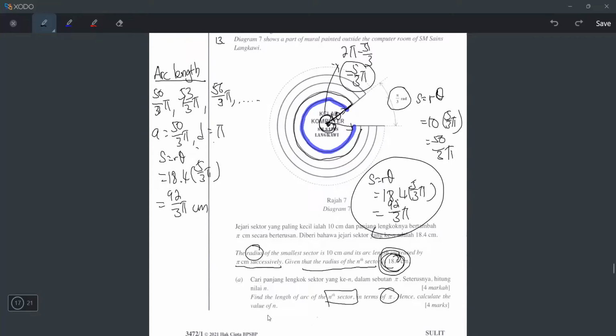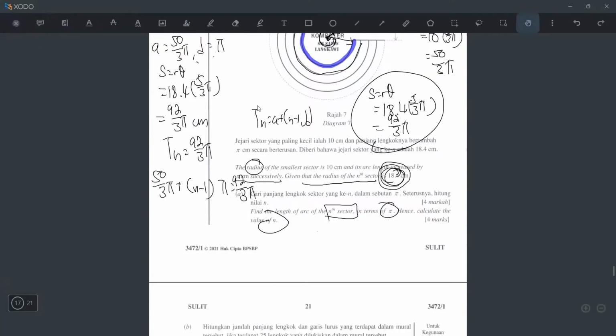And then they say find the value of n. So Tn equals 92 over 3 pi. And then what's the formula for Tn? Tn equals a plus n minus 1 d. So the a is 50 over 3 pi, and then plus n minus 1, and I don't know n, but it's okay, you can find later. The d is pi. Equals to 92 over 3 pi.